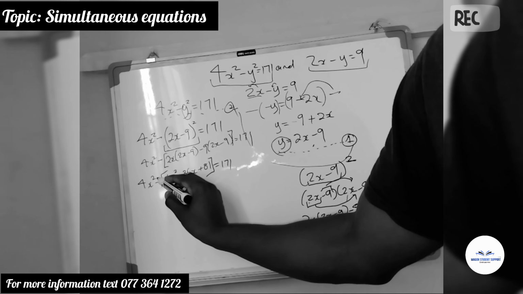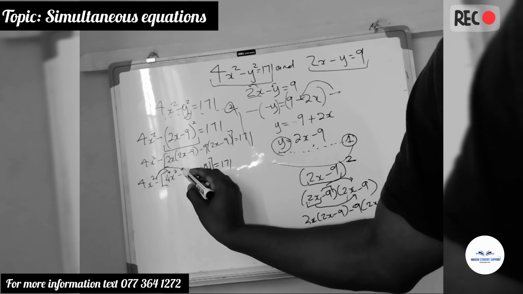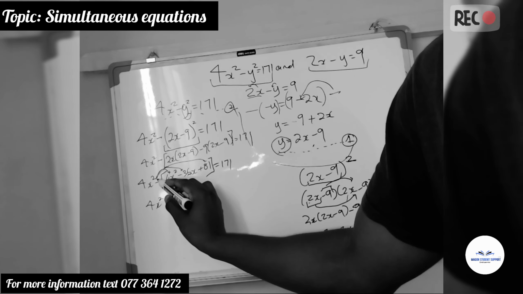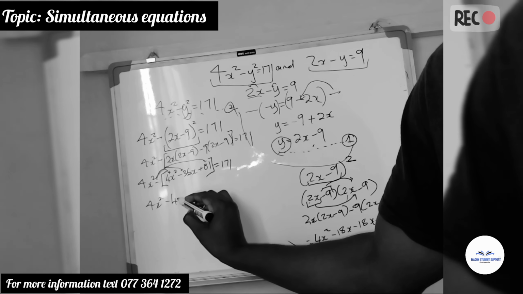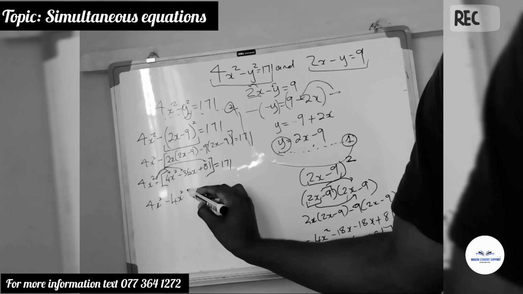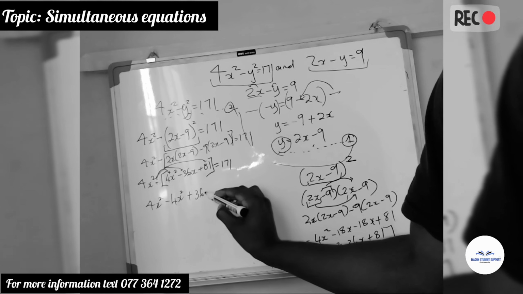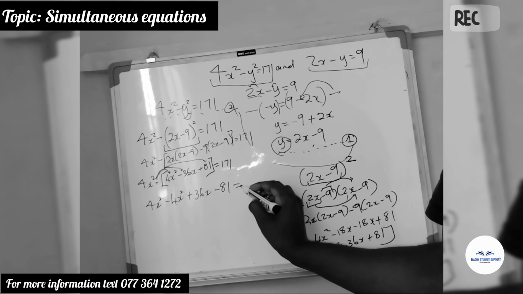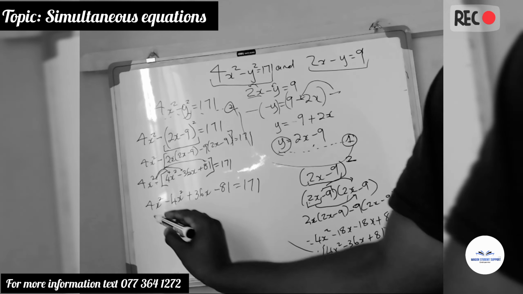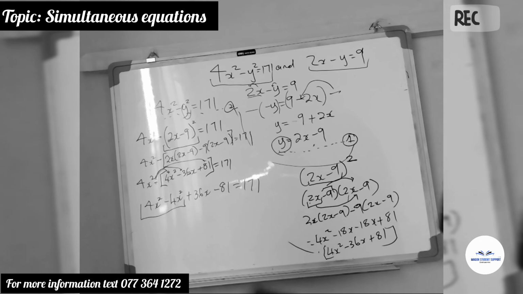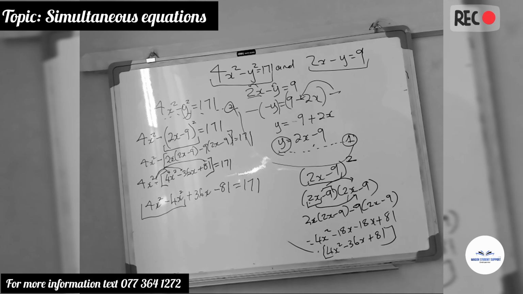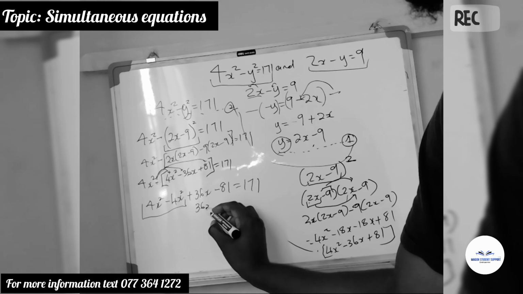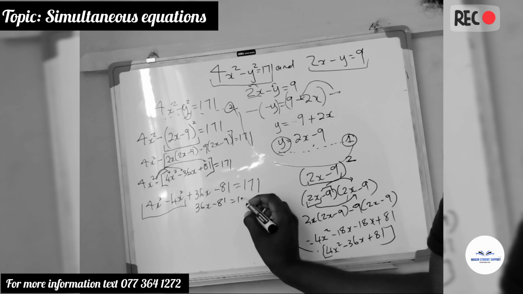So now this negative needs to multiply here. It will be 4x squared, negative multiplied by 4x, negative 4x squared. Negative multiplied by negative is positive 36x. Negative multiplied by positive is negative 81. It equals 171. So these two are like terms, and 4x squared minus 4x squared gives us 0. So we'll be left with 36x minus 81 equals 171.